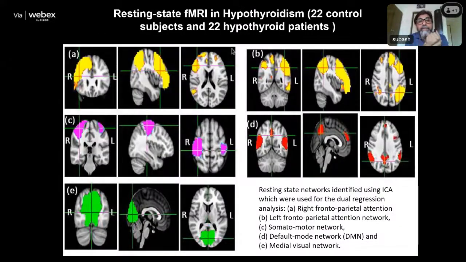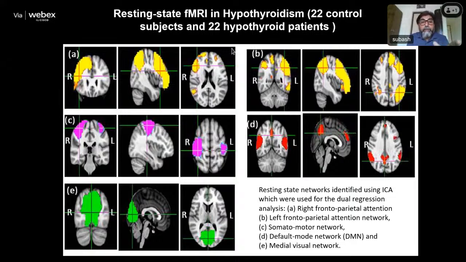So this is resting state fMRI in hypothyroidism. In hypothyroidism, people have attention deficit and also motor deficit. If you had to study these hypothyroid patients using task-based fMRI, you would have to do a separate fMRI for motor and then a separate fMRI for attention. Here, when you do resting fMRI, you are able to see there are 4 networks which have been visualized here, 5 networks.